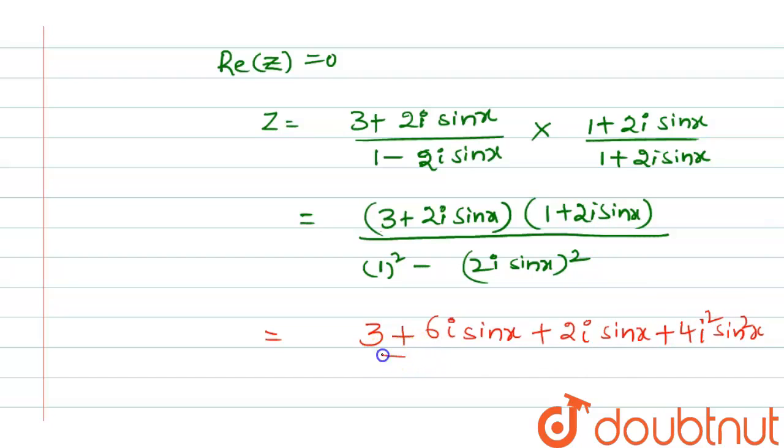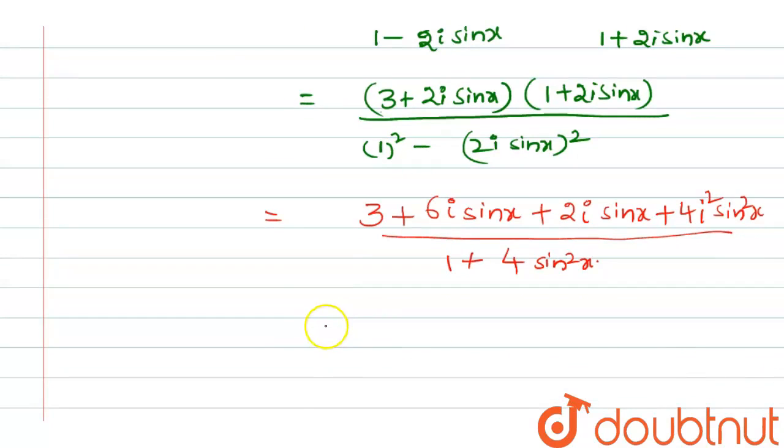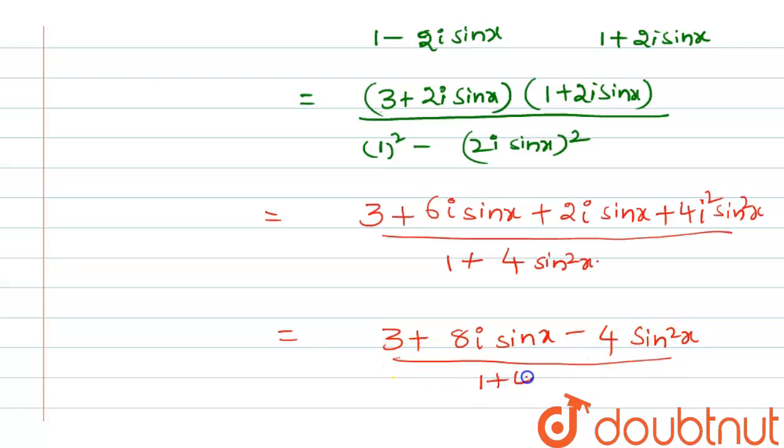Here 1 square equals 1, 2 square equals 4, and i square value equals minus 1. Minus into minus gives plus, so plus 4 sin² x. The next step is 3 plus 8i sin x, minus 4 sin² x, since the i square value is minus 1, all over 1 plus 4 sin² x.